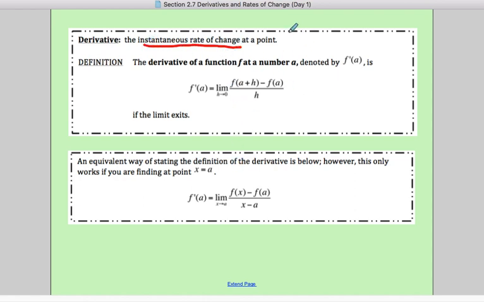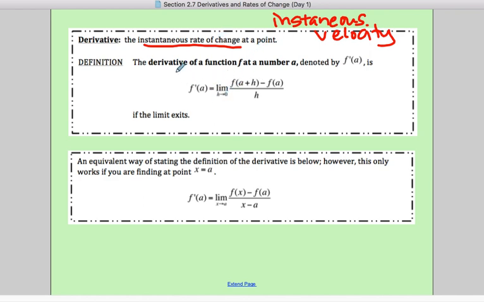When you think about this, we've already learned about instantaneous velocity. When we talked about instantaneous velocity, it was basically our average rate of change, our slope piece, and then we have to tack on the limit piece. That's what gives us the derivative.